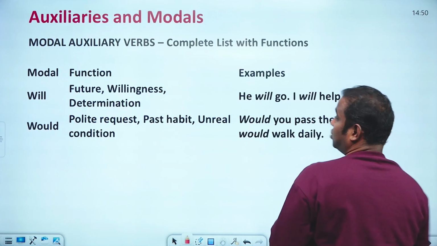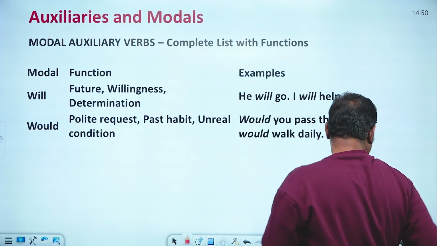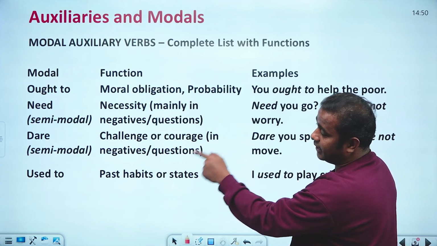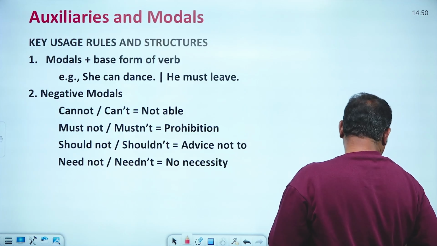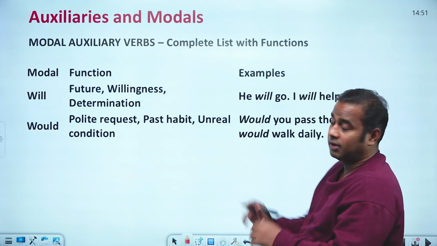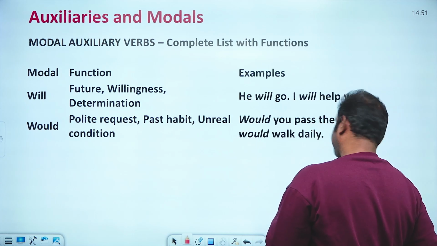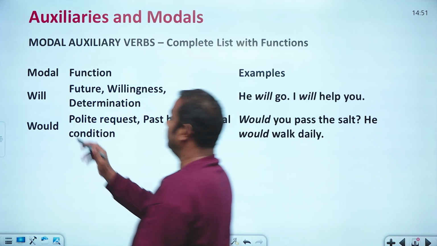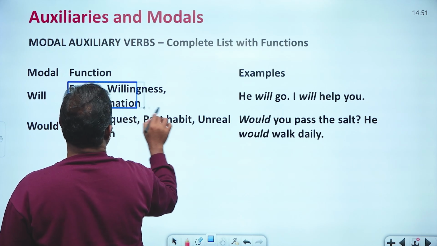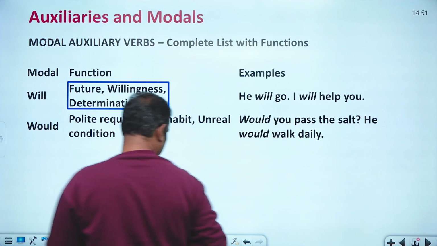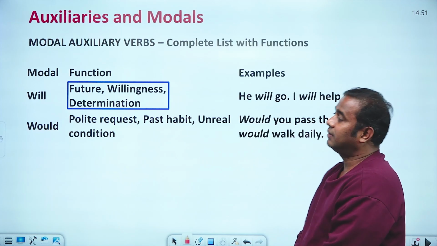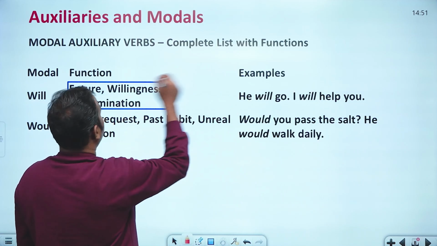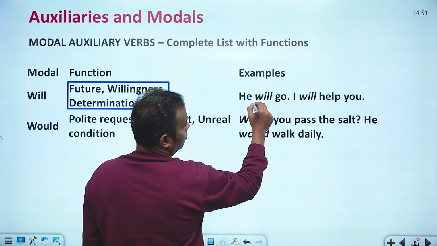Then the next one is will, would. Then we have the last one here: ought to, need, dare, used to. This will basically complete the varieties here. So will, would. In the will case, it is used for future, willingness and determination. What are this future willingness and determination? In the future he will go.